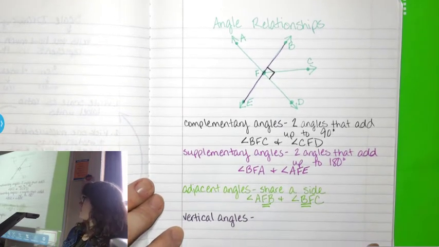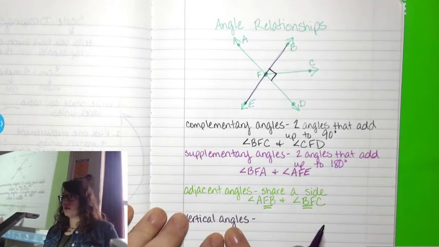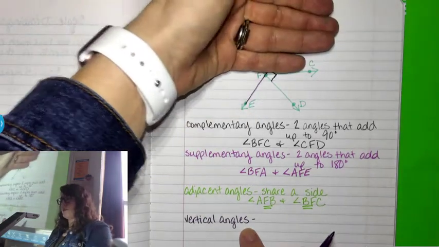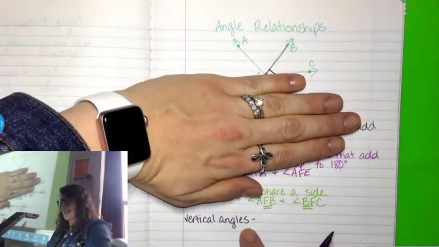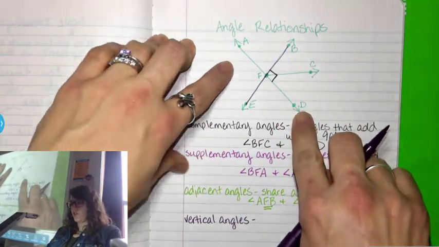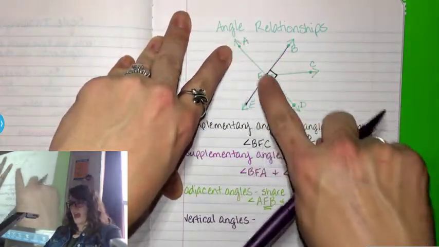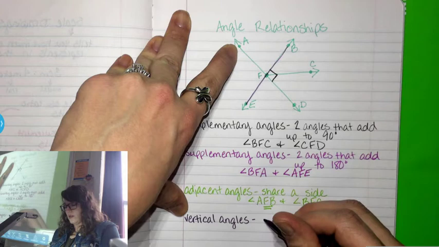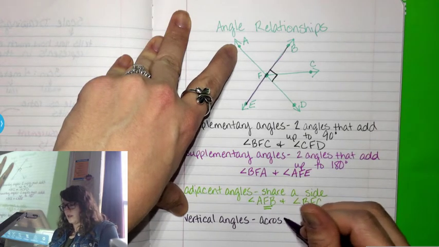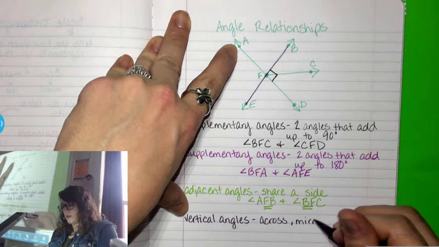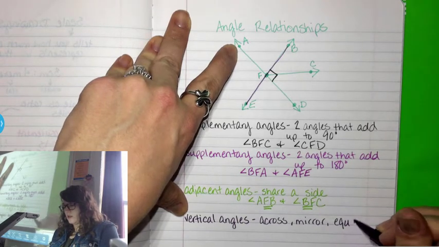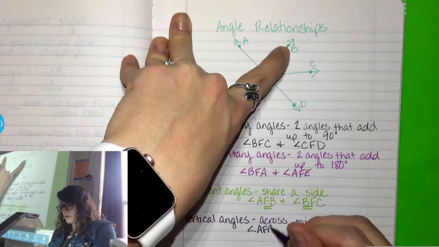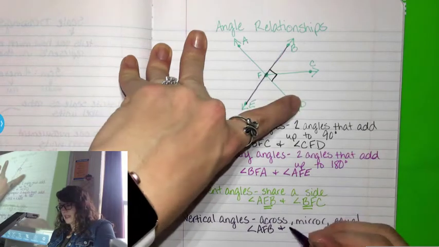All right, vertical angles. Vertical angles, you're looking for a mirror where you can flip it over and get the exact same thing. So, two vertical angles here would be AFB and EFD. They're across, mirror, they're equal. So angle AFB and EFD.